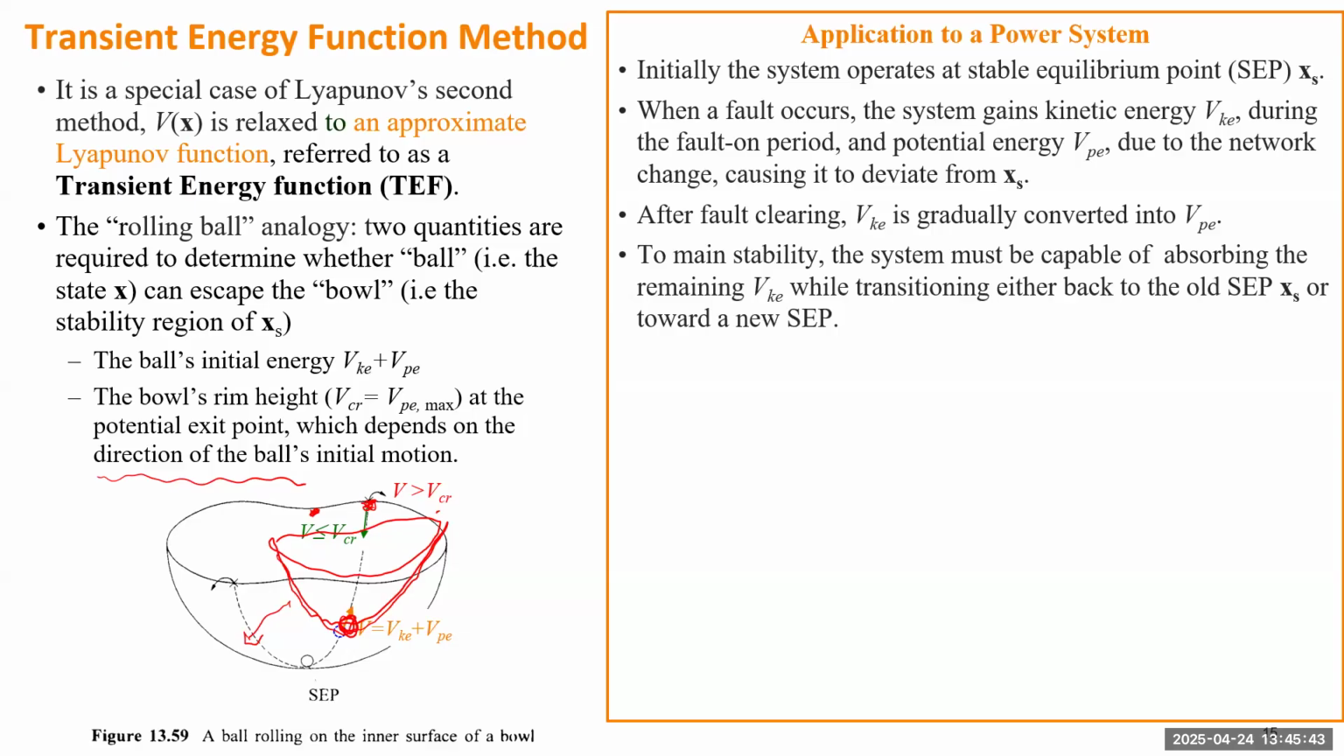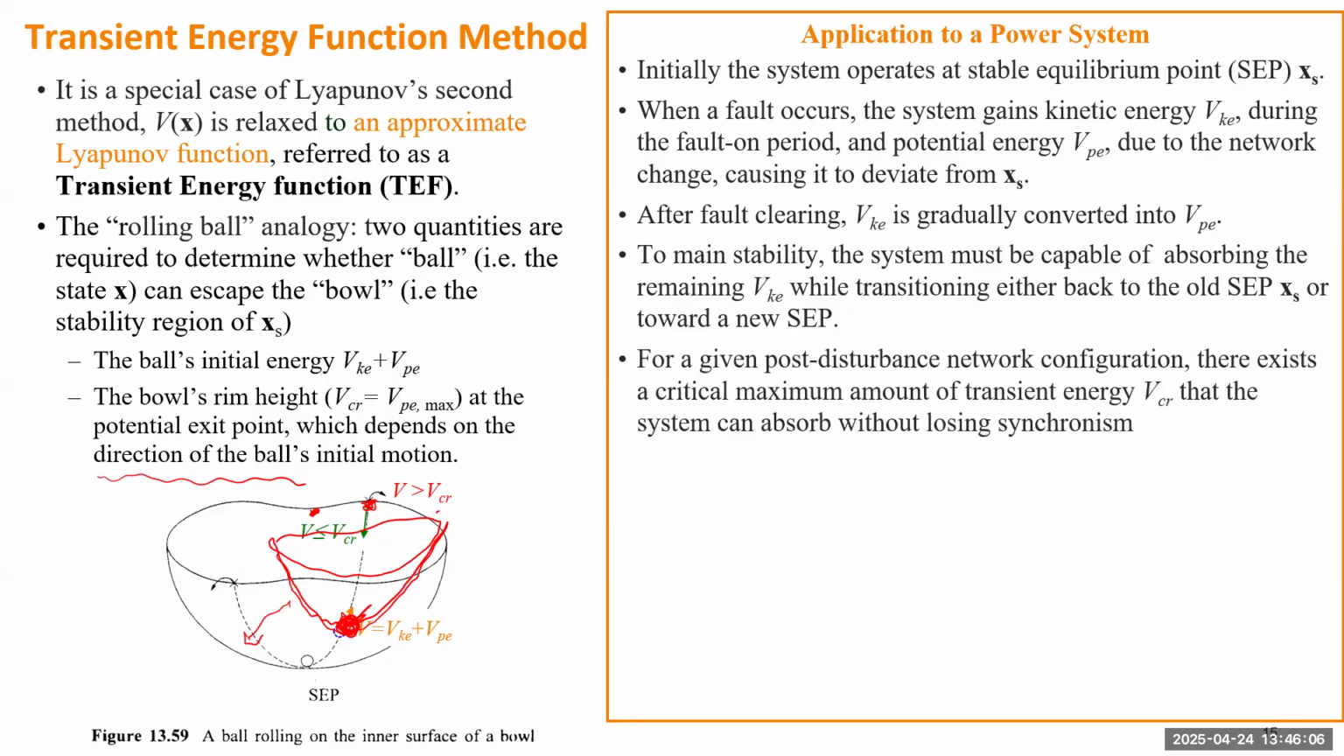To maintain stability, the system must be capable of absorbing remaining kinetic energy while transitioning either back to the old stable equilibrium point or a new equilibrium point. Okay, for this case, the new equilibrium point will be here, right? So the old equilibrium point is not applied anymore because the surface has changed.